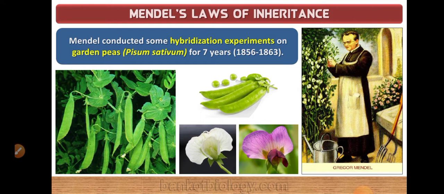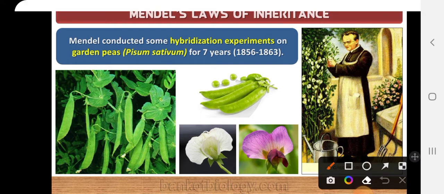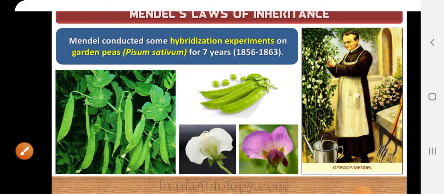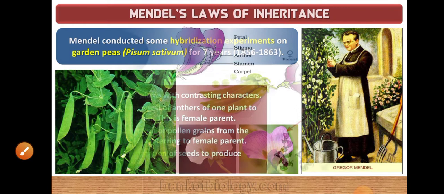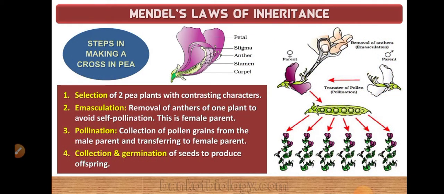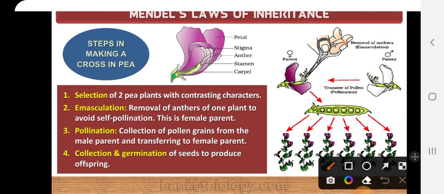Mendel conducted some hybridization experiments on the garden pea plant, which is scientifically known as Pisum sativum. And he conducted these experiments for 7 years, from 1856 to 1863. So he worked continuously to get satisfactory results. Now, what he did and how he performed his experiments, what kind of steps he used, we'll discuss that.